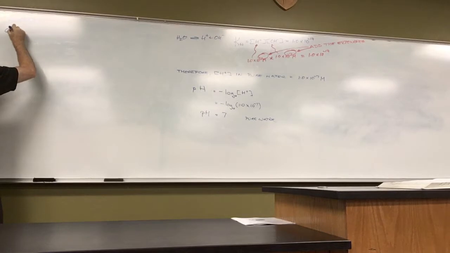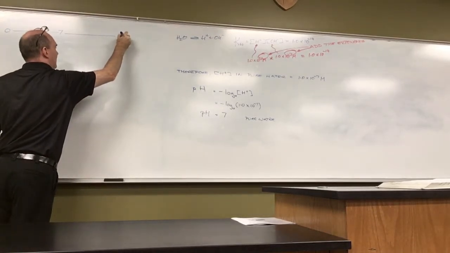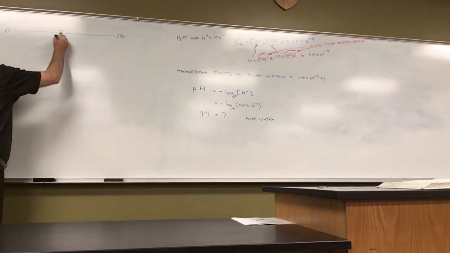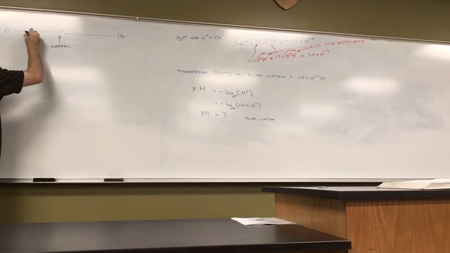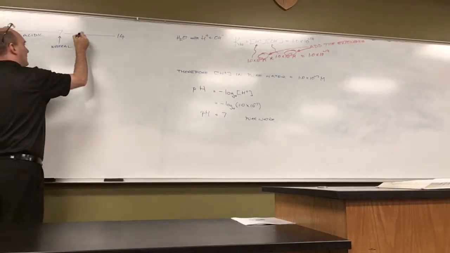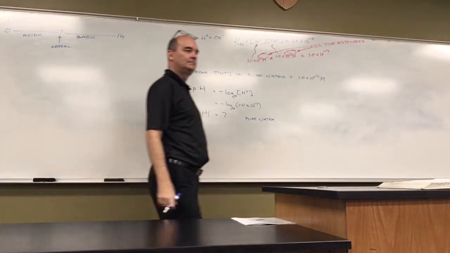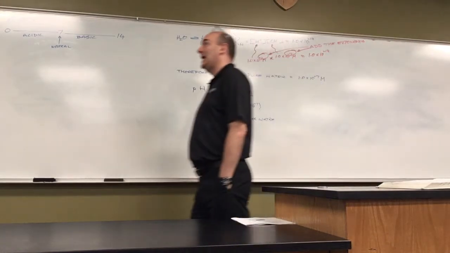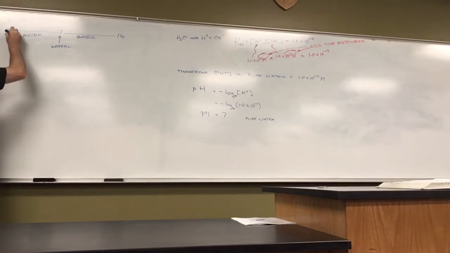And the scale goes from 0 through 7, out to 14. Everything that is below 7 is considered acidic, and everything that is above 7 is considered basic. And our strong acids live way down here.